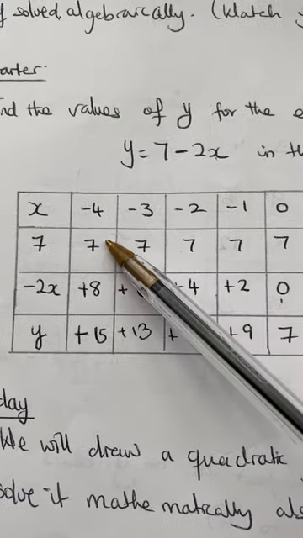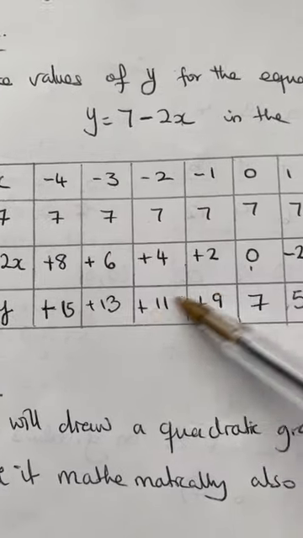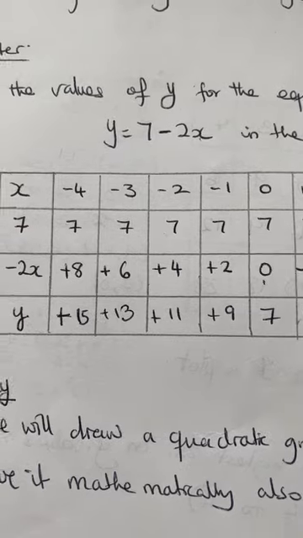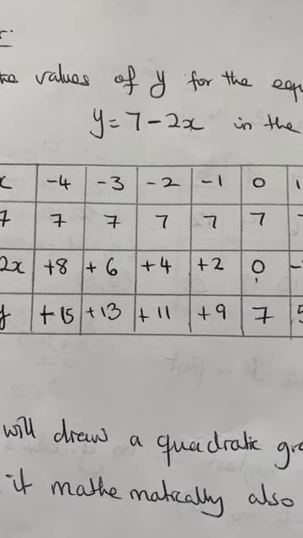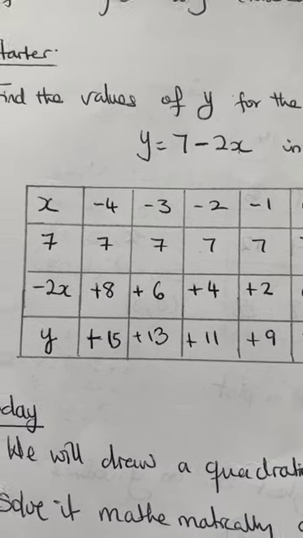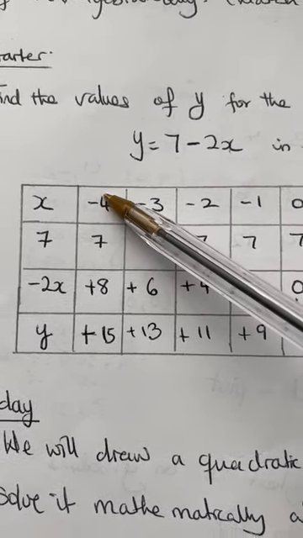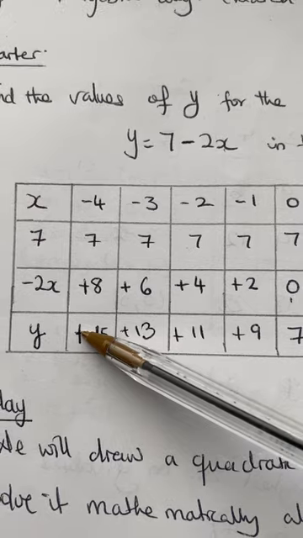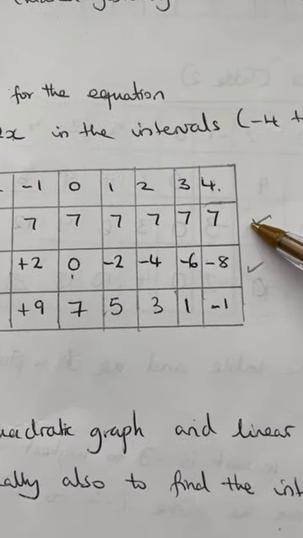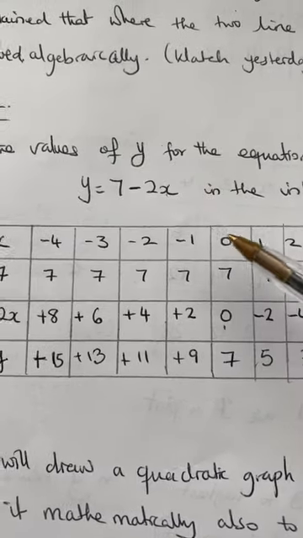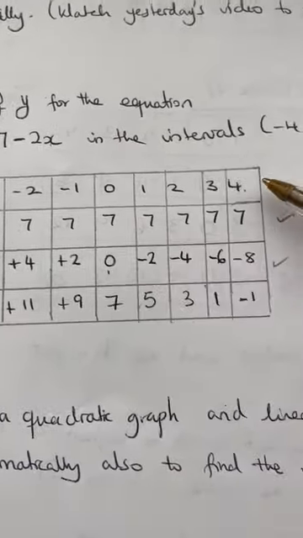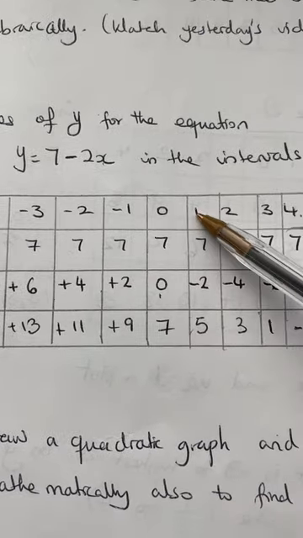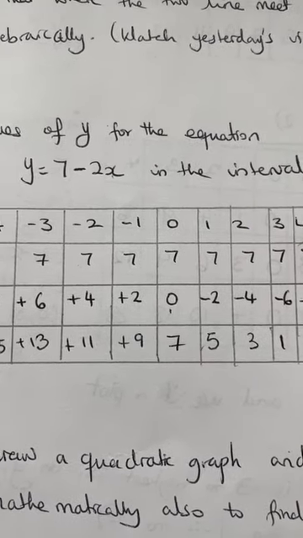Some people find it difficult, but the table format is straightforward, and most of the time in the exam paper they will give you the table format. It organizes your work. So for instance, here x is minus 4, y is plus 15. If you're able to learn how to do the table format, then you can bring your coordinates together and quickly plot them on the graph. In that way you don't miss any of the x values.